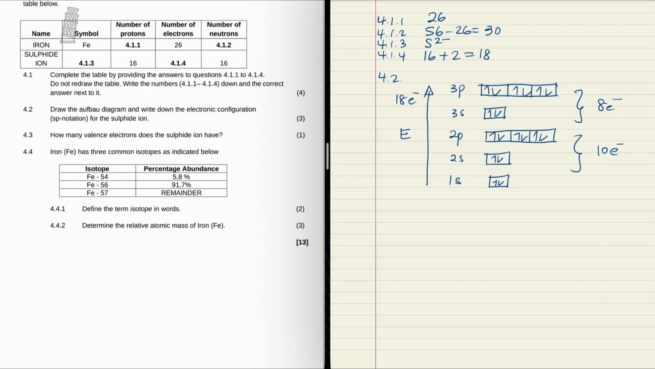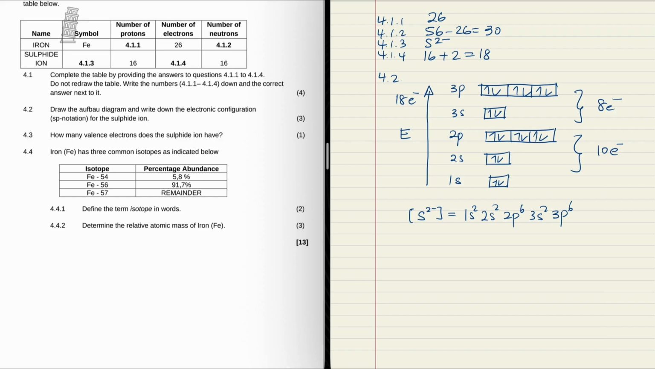Now the SP notation is going to be as follows. I'll write it as S2- equals 1s2 because there are 2 electrons in the 1s orbital, then 2s2 because there are 2 electrons in the 2s orbital, 2p6 because there are 6 electrons, 3s2 because there are 2 electrons, and 3p6 because there are 6 electrons.